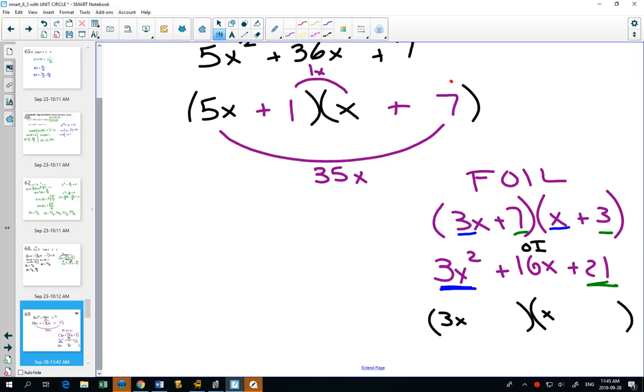So you have to start to think, well, what might work? So we know that it's going to be 7 and 3, but let's say you thought it was 3 and 7. Quick check on my outside. My outside's 21, my inside's 3. Does that ever make 16? No. So we want that to go away.